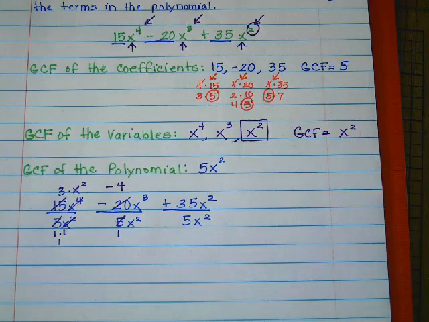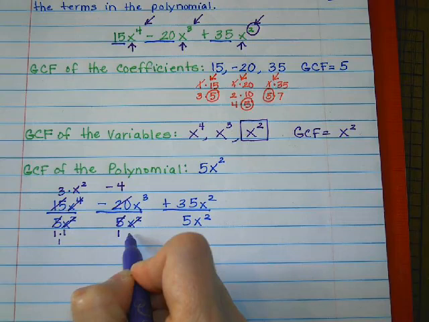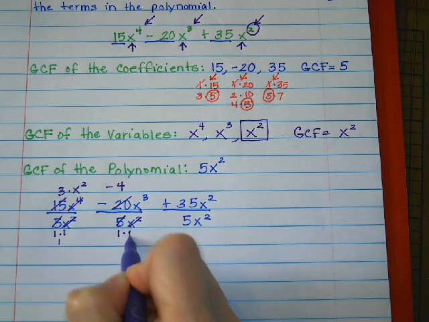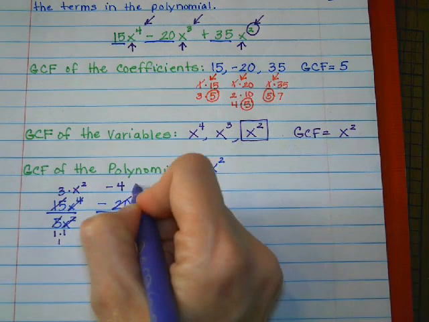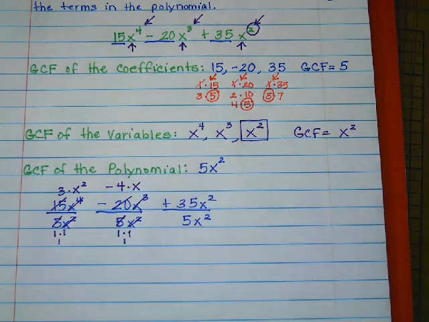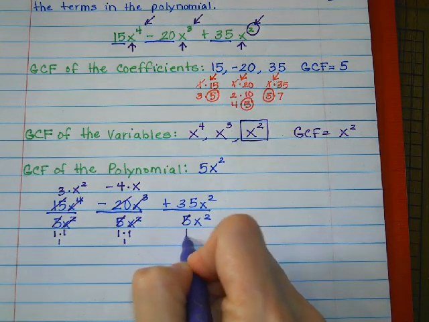X to the second divided by x to the second is x to the 0, which is equal to 1. So now times 1, which is 1. And then x to the third divided by x to the second is the same as x to the 3 minus 2, which is x to the first, or just x. So now we have negative 4 times x in the middle term. The last term, we do 5 divided by 5, which is 1.